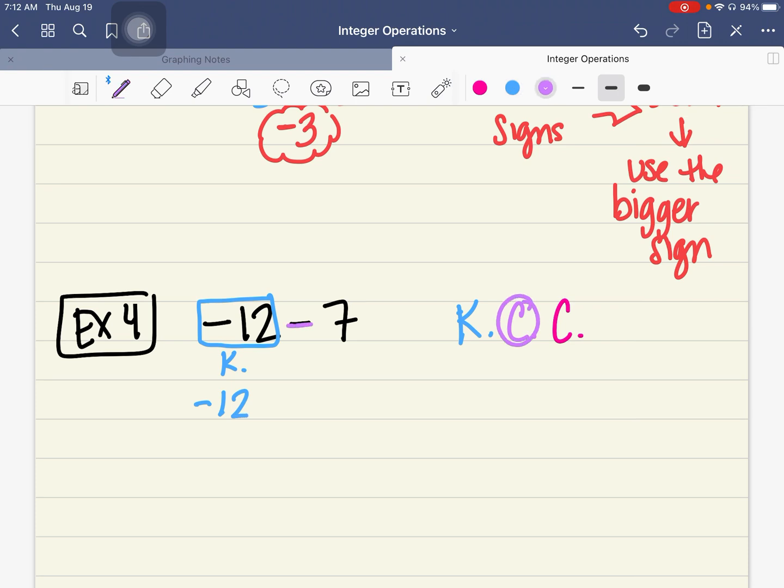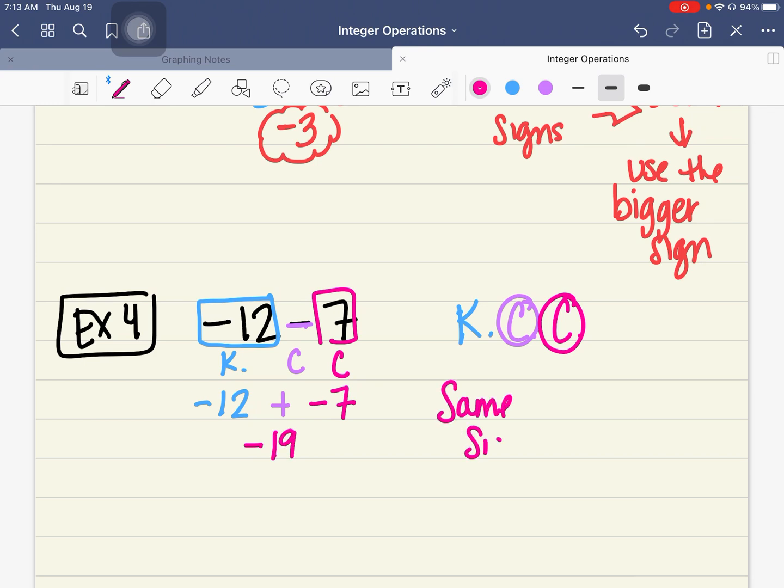Change minus to a plus. Change. See how it's a +7? It's going to become a -7. So now this becomes -12 plus -7. -12 plus -7 is -19. Remember, same sign we add. Same sign, we add the numbers together, and we use the same sign.